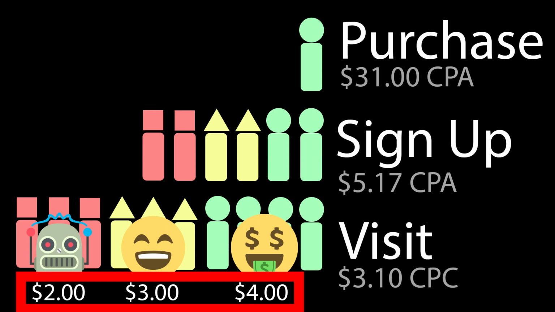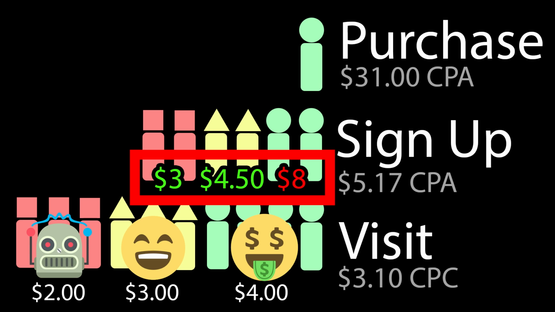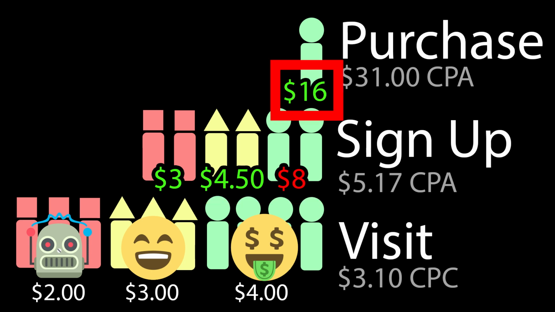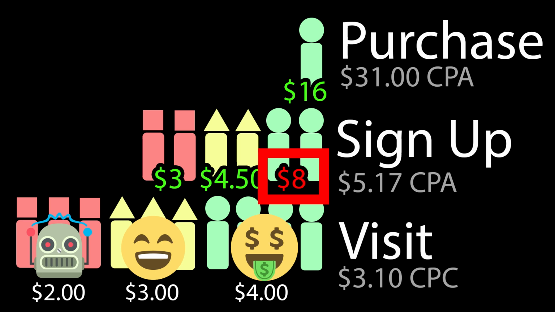We can see that they all average out to $3.10, but we get a much different picture when we look at each subset. And based on these cost per clicks, we can also figure out the cost per acquisition for each segment. We can see that the bots and the general population are profitable, but the actual people willing to pay for our service are unprofitable for the cost per signup, which is over $7. Despite that fact, that segment is still profitable at the purchase level. We're only getting $16 per purchase, but that's not evident at the signup stage, and Google thinks it's unprofitable there.